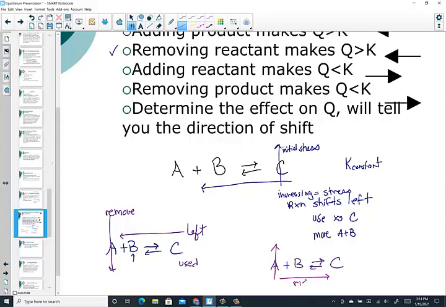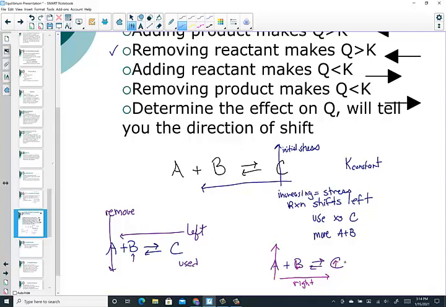I don't know why I wrote left. It's going to shift to the right to use up the excess A. And as it does so, B gets consumed and C gets made. And you'll reestablish the ratio of products over reactants to become a constant, reestablishing the equilibrium constant K.